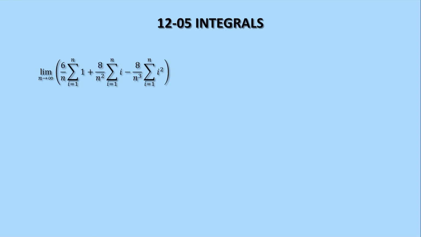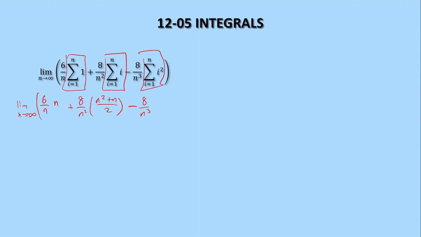So this is where we were. Now we have formulas we can apply. So we have a formula for that. So 6 over n times, and it's just a constant, so it'll be 1 times n. Then we have 8 over n squared, and we have a formula for i, which is n squared plus n over 2. And then we have a formula for the i squared, which is 2n cubed plus 3n squared plus n over 6.